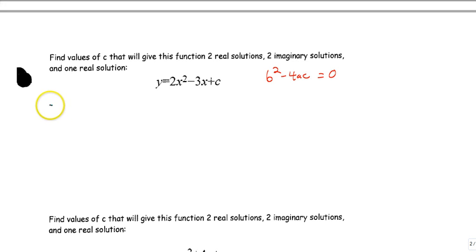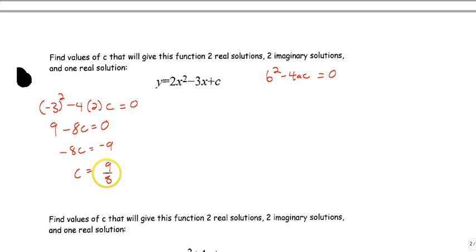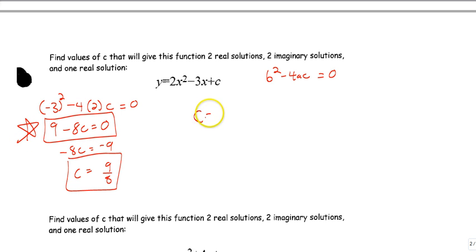So we have b squared, so -3 squared minus 4 times 2 times c, and we want that to equal 0 for our 1 real solution. 9 minus 8c equals 0. -8c equals -9. c is equal to 9/8. So when c is 9/8, that will give me 1 real solution. Okay? Now we have to think about this. Let's look at our initial equation right here. So when c is equal to 9/8, we have 1 real solution.